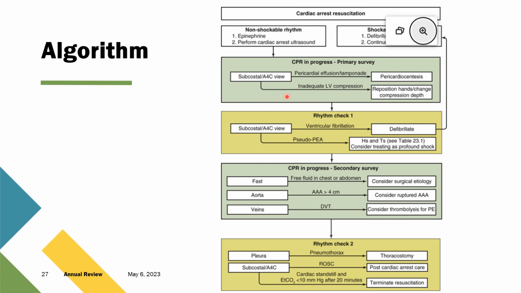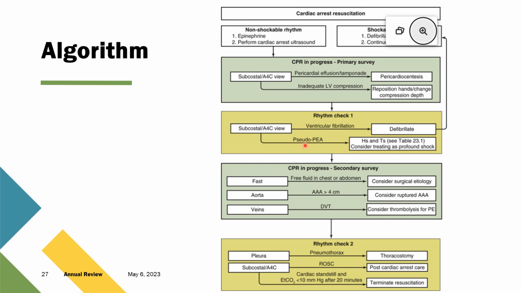If through that 4-chamber view they found inadequate left ventricular compression, they can suggest that the CPR provider repositions the hands and changes compression depth. Now, at the first rhythm check, again, they're going to be looking through that subcostal or subxiphoid region at the 4-chamber view and looking for ventricular fibrillation. If there is ventricular fibrillation, then it would be time to defibrillate. But if there's no ventricular fibrillation, that could lead to cardiac standstill and direct the physician's determination to continue CPR or not.